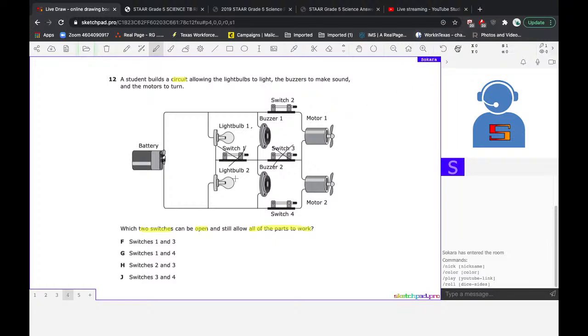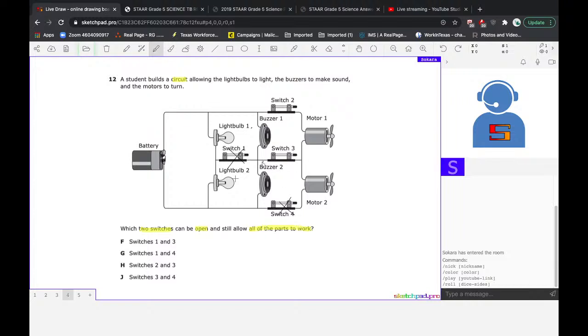Now let's check the next option. Option G, switches 1 and 4. We're going to take this out, and we're going to take this out. Is this going to work? Let's start on this end of the battery. We can go to the light bulb, then we can go to the buzzer. We go to switch 2, we can get to the motor, and then switch 3, we could get to the buzzers here, and we can get to the motor, but there's no path to get back to the battery.